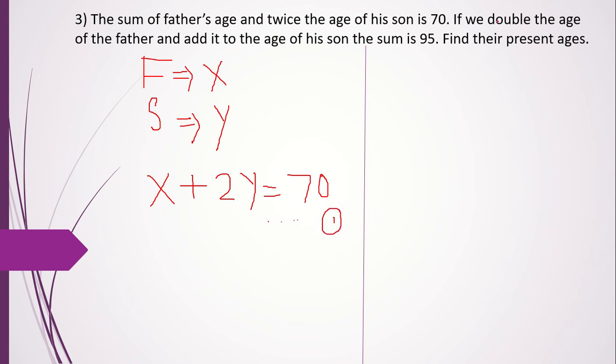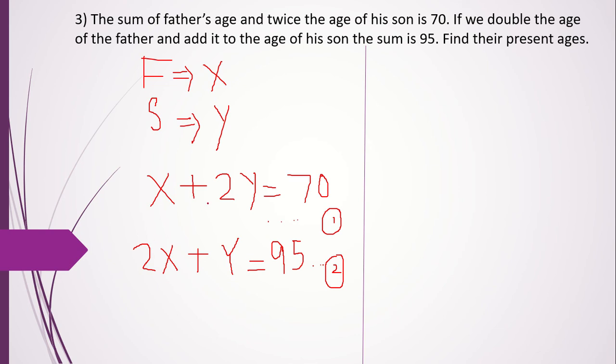Then what do we have? If we double the age of father, double the age of father means 2x, and add it to the age of son, then the sum is 95. This is my equation number 2. That's it. I got both the equations.